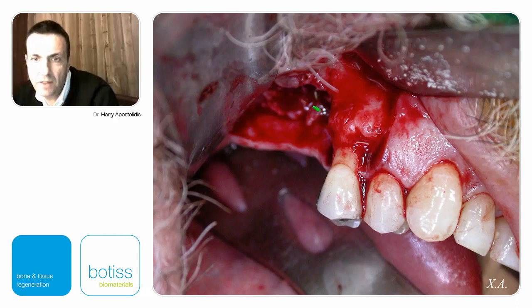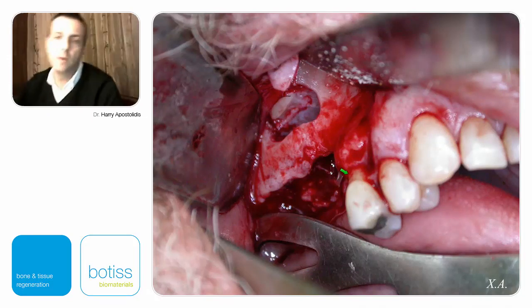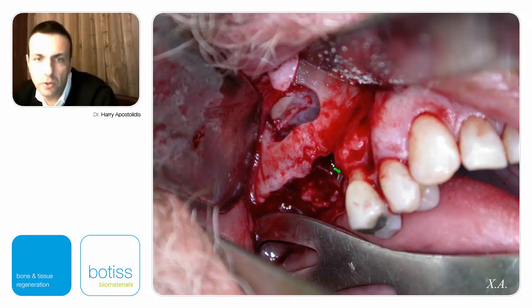You see the defect here, but you see that the bone is nice on the root number 1.5. If we didn't have bone here and the bone was up to here and the root was exposed, then we wouldn't be able to graft this area. We would have to remove tooth 1.5 and build on the intact bone of tooth number 1.4. But here we were lucky. Tooth 1.5 had bone on the distal.